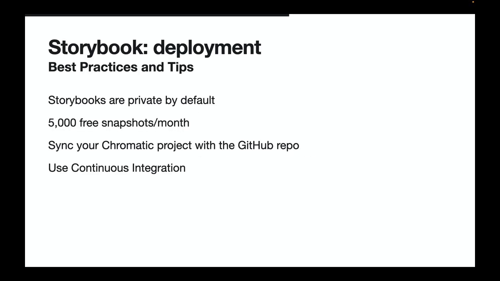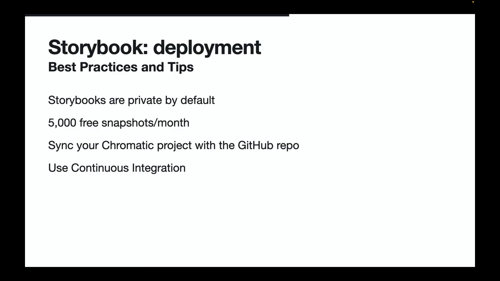So over here, best practices and tips around the deployment. Storybooks are private by default, so again, if you want to share it with other people, don't forget to set them to public. You have 5,000 free snapshots per month, which is quite a lot. And if you need more, you will have to move to the paid plan. So everything I've been showing is free so far.